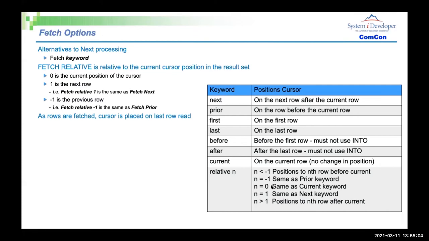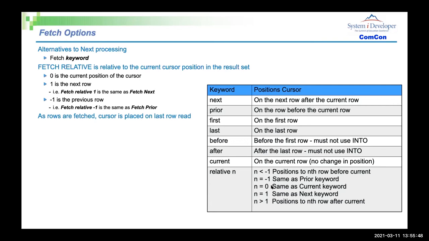Fetch relative is an interesting one, because when I first saw it, my inclination was to say, oh, this is like the relative record number on a subfile. And no, it's not. What fetch relative does is fetch a row relative to the current position of the cursor. So if I opened a cursor and said fetch relative 5, I'm going to read the fifth row in the result set. When I open the cursor it is positioned at 0, and relative 5 is 5 from that.